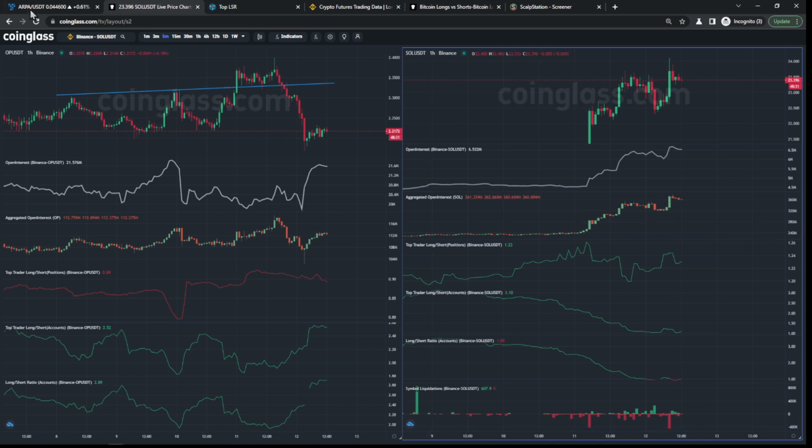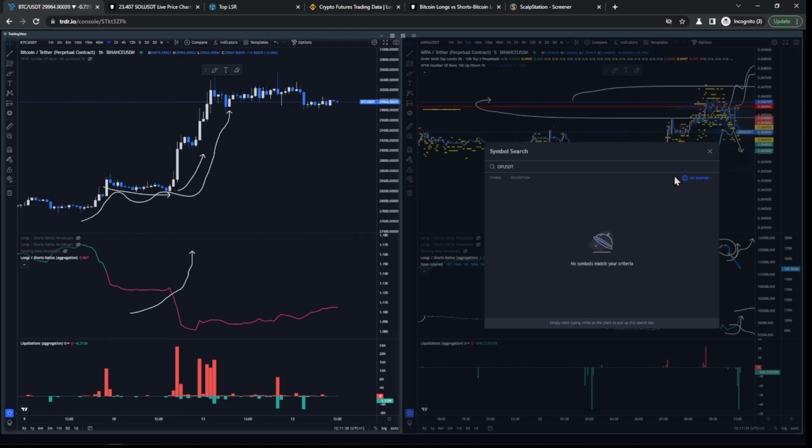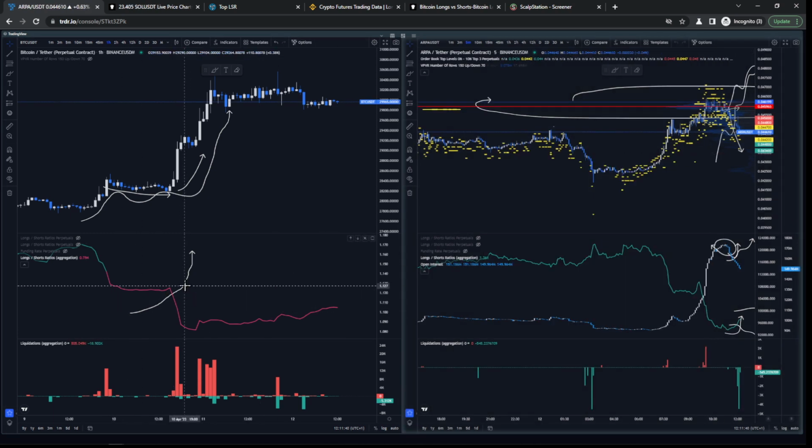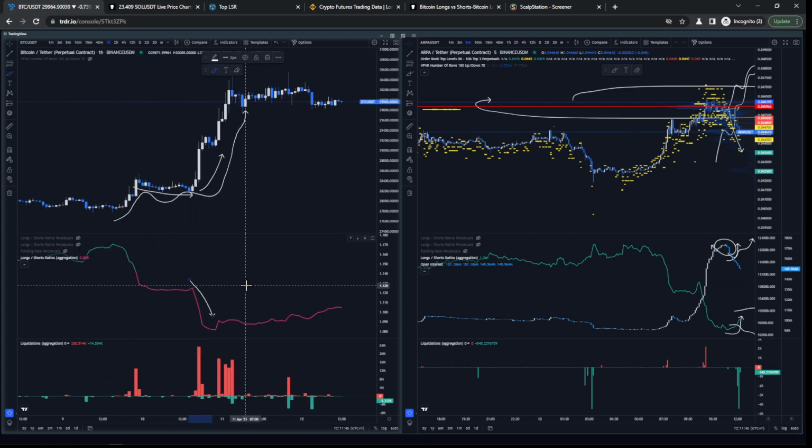And that was the same in Bitcoin. If you see this chart here, this candle, a lot of people were shorting the market here. They're shorting the market here.